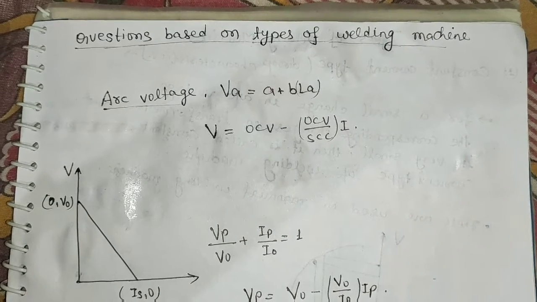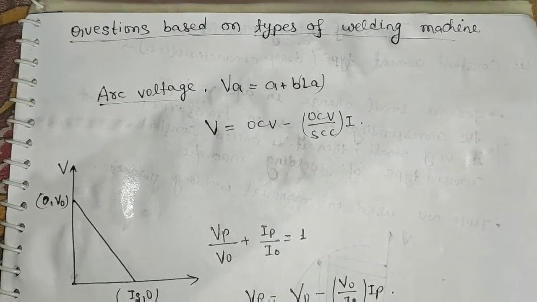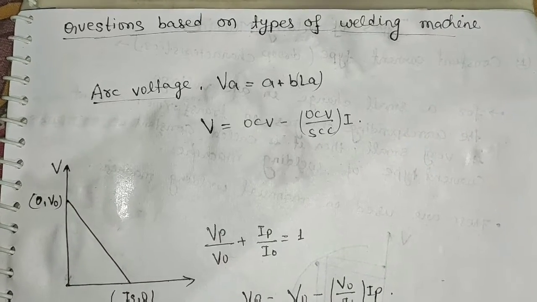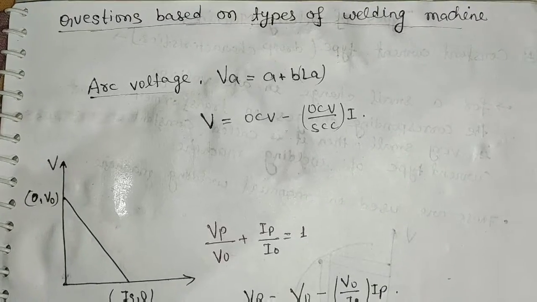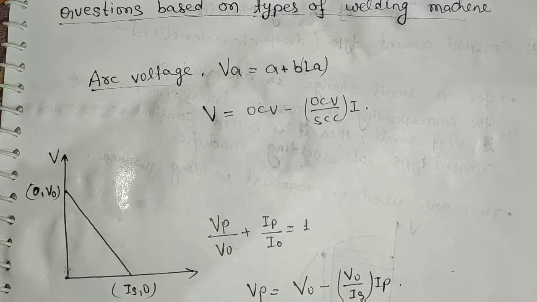Good morning friends. Today we will study questions based on types of welding machine. We have already studied the types of welding machine. There are two types: first is constant current and second is constant voltage. Generally they will ask arc voltage, short circuit current and open circuit voltage.